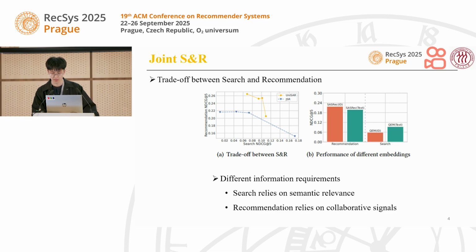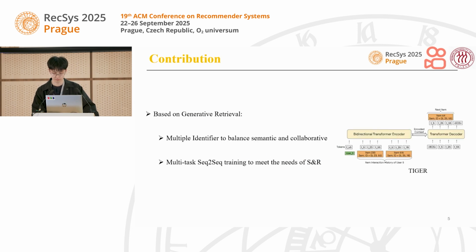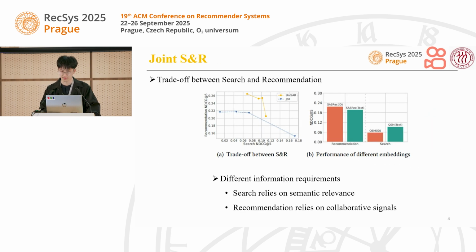Going deeper, our analysis revealed the root cause. These 2 tasks rely on completely different types of information. For example, the recommendation model SARSRec works better with ID embeddings, while the search model QEM performs stronger when using semantic information. This makes it clear that collaborative information from ID embeddings matters more for recommendation, while semantic information is key for search.